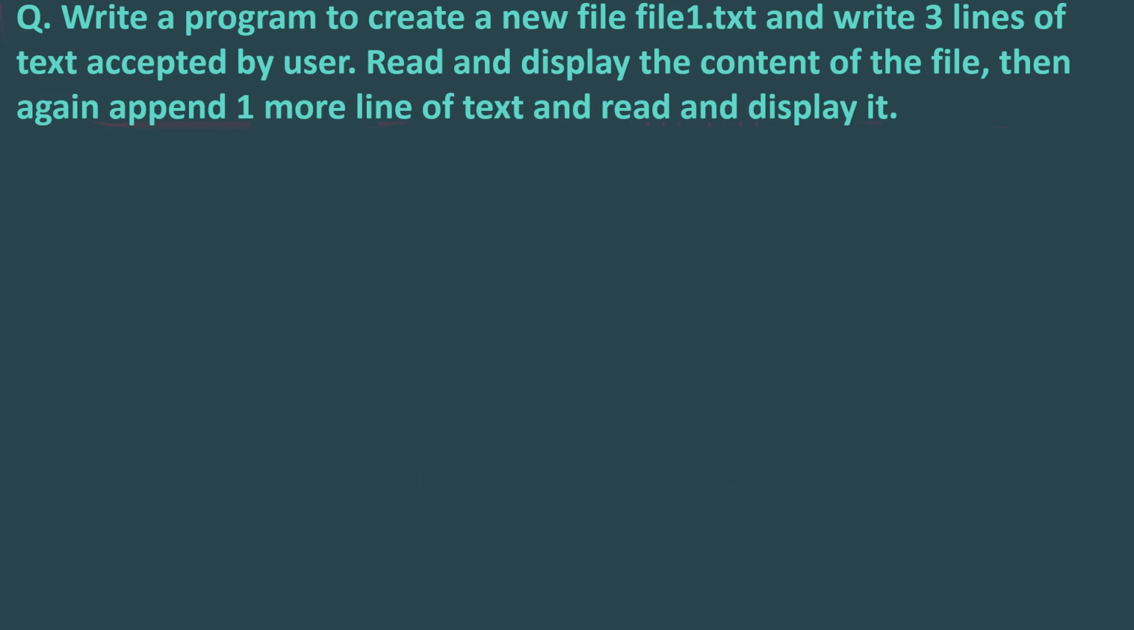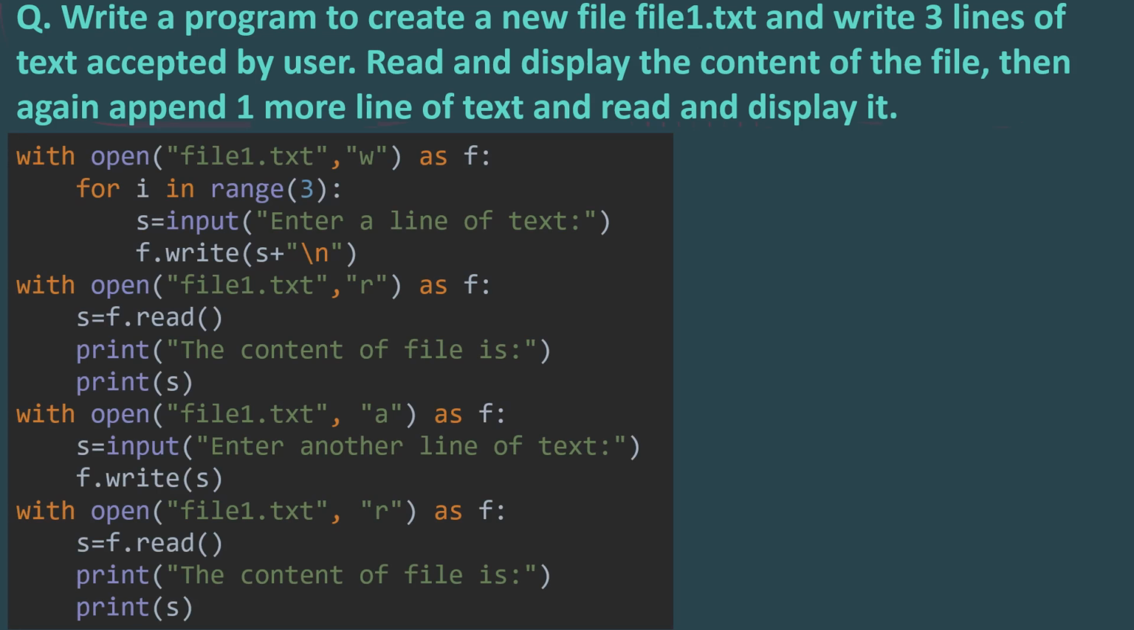Now we have completed how to open a file, how to read it, and how to write into a file. Now we'll do this program so that everything will be more clear. This program is to create a new file, file1.txt, and write 3 lines of text accepted from the user. Now read and display the content of the file. Then again append one more line of text and read and display it. So this is the question. You can see, first of all, you have to create file1.txt. This is a new file that has to be created and we have to write 3 lines into it.